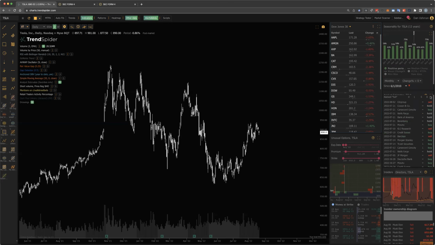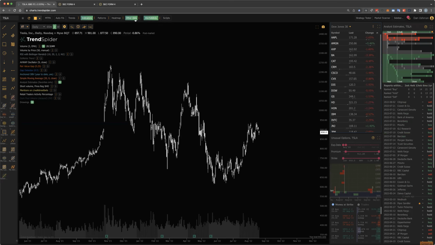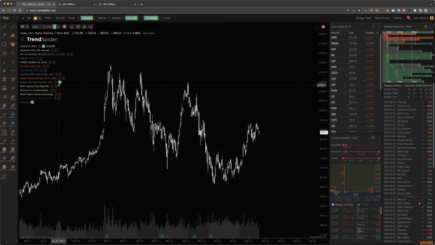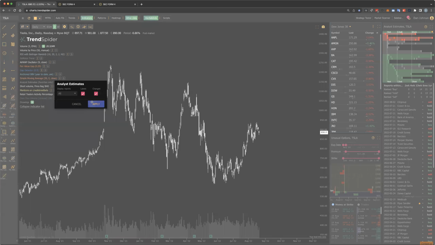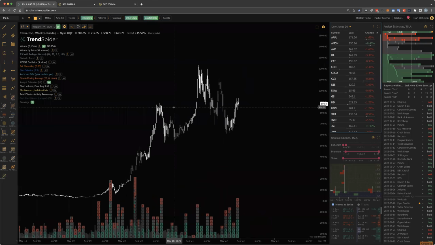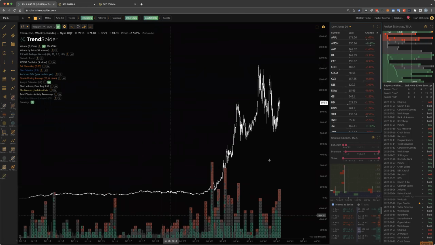We also have analyst estimates in the sidebar, and this one works with one of these other data things. You can check analyst estimates here and add it to your chart. Let me reset it because I was doing something with it. And this lets you see all the analyst actions about the stock, and you can see them on your price chart like volume bars. Each of these represents an analyst recommendation to buy or sell this particular security.